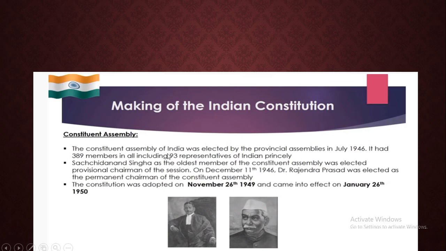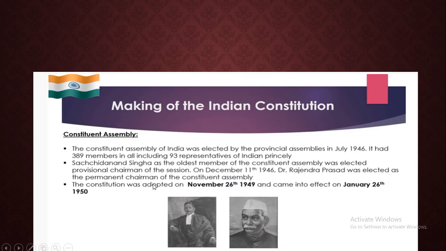The Constituent Assembly of India was elected from all the provincial assemblies and all the different princely states, and therefore it had around 389 members in all, including 93 representatives of Indian princely states. Sachchidananda Sinha was the oldest member of the Constituent Assembly. He was elected as a provisional chairman of the session, but on the 11th of December 1946, Dr. Rajendra Prasad was elected as the permanent chairman of the Constituent Assembly.